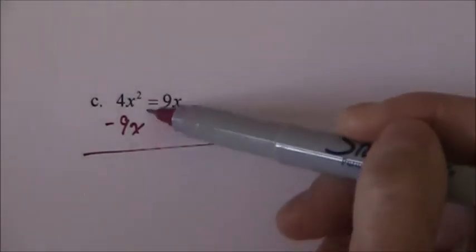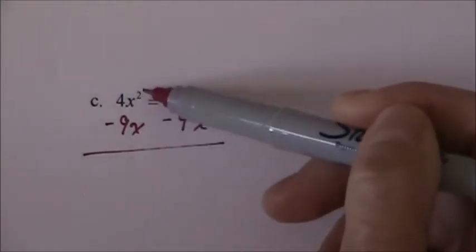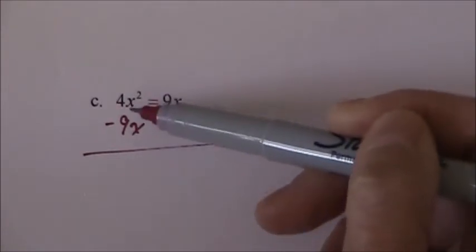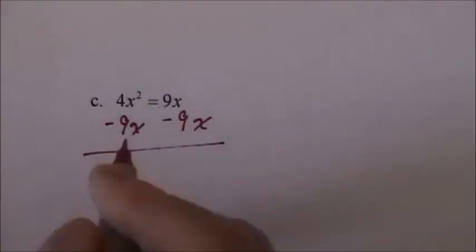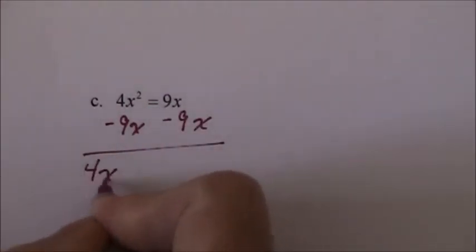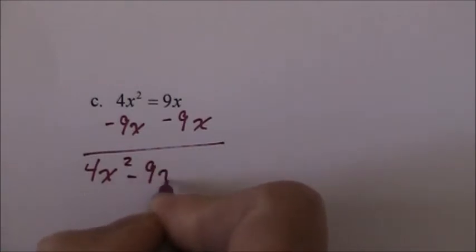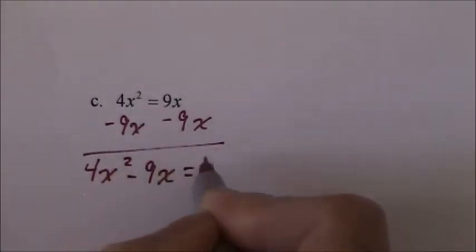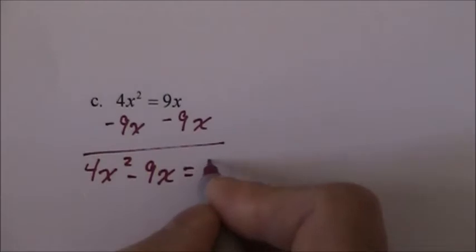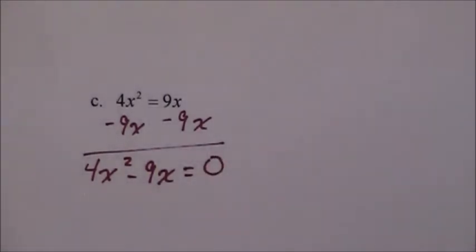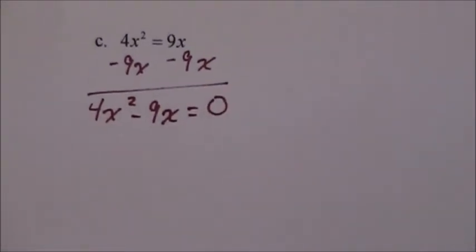Looking at these, the two x's are not the same. This one has an exponent of 2, this one does not. So these cannot be combined. As a result, we have 4x squared minus 9x equals 9 minus 9, which is 0. Our next step when we go to factor is looking for common factors.